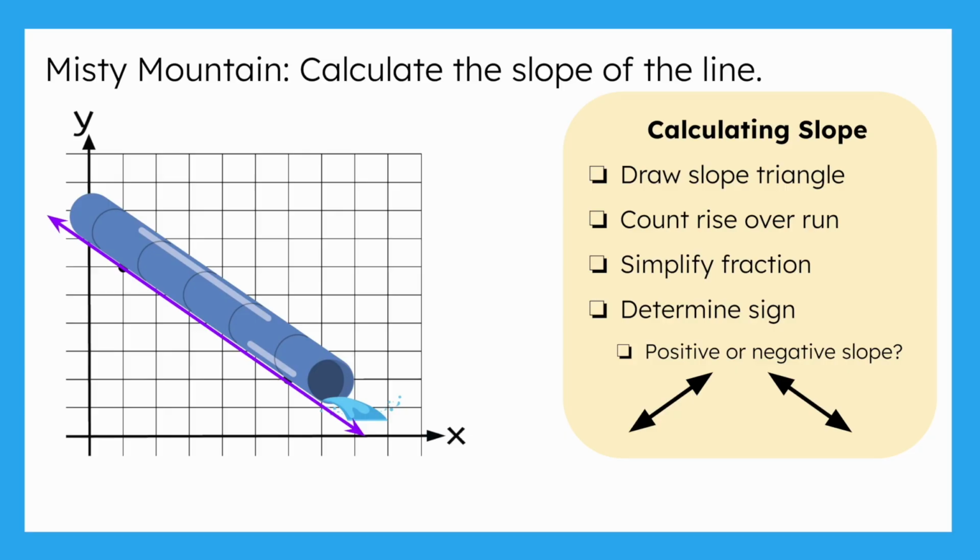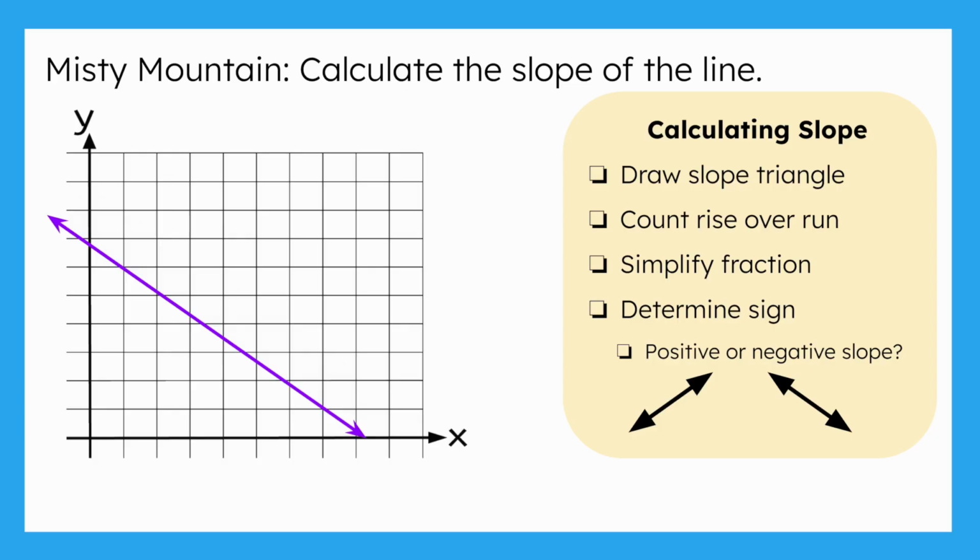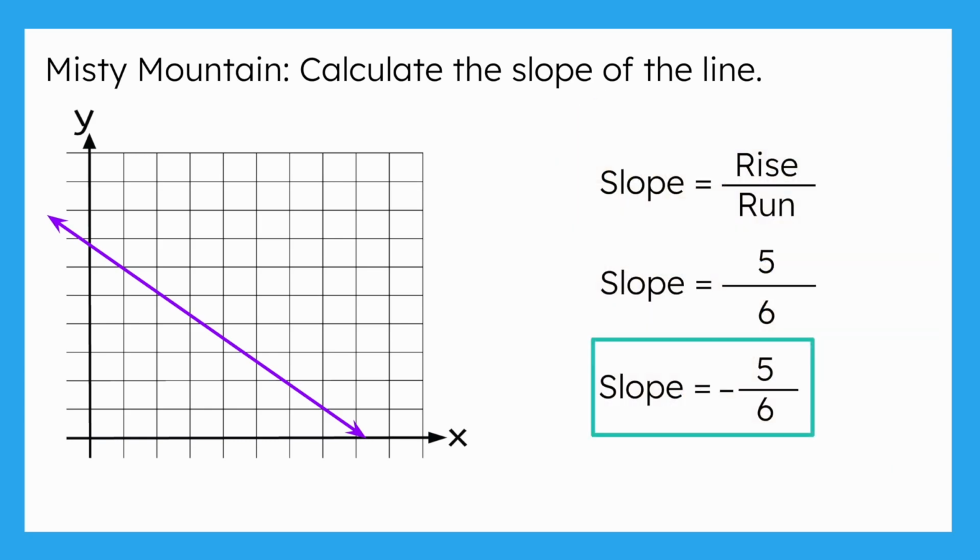Okay, Misty Mountain is the last slide left to compare. You start this one. Draw a slope triangle, count out the rise over run, then simplify the slope fraction if necessary. Here's what I did. I drew my slope triangle and got a slope of 5/6 because the line rises 5 vertically and runs 6 horizontally. Since it goes down from left to right, the slope is negative. Negative 5/6. There's no need to simplify, so that's the slope of the line.